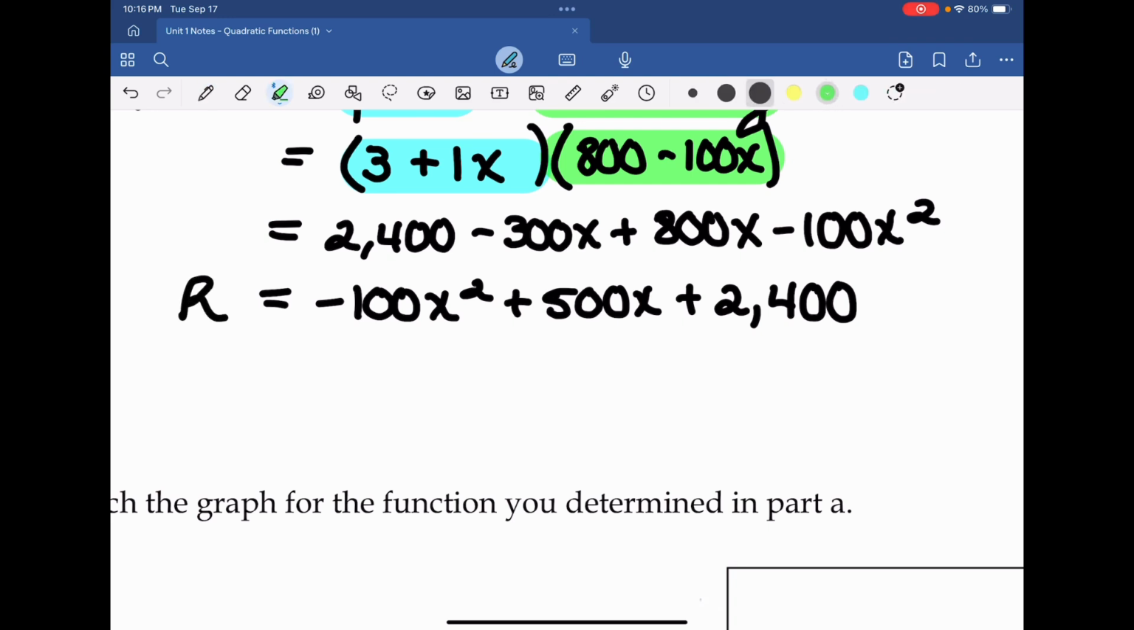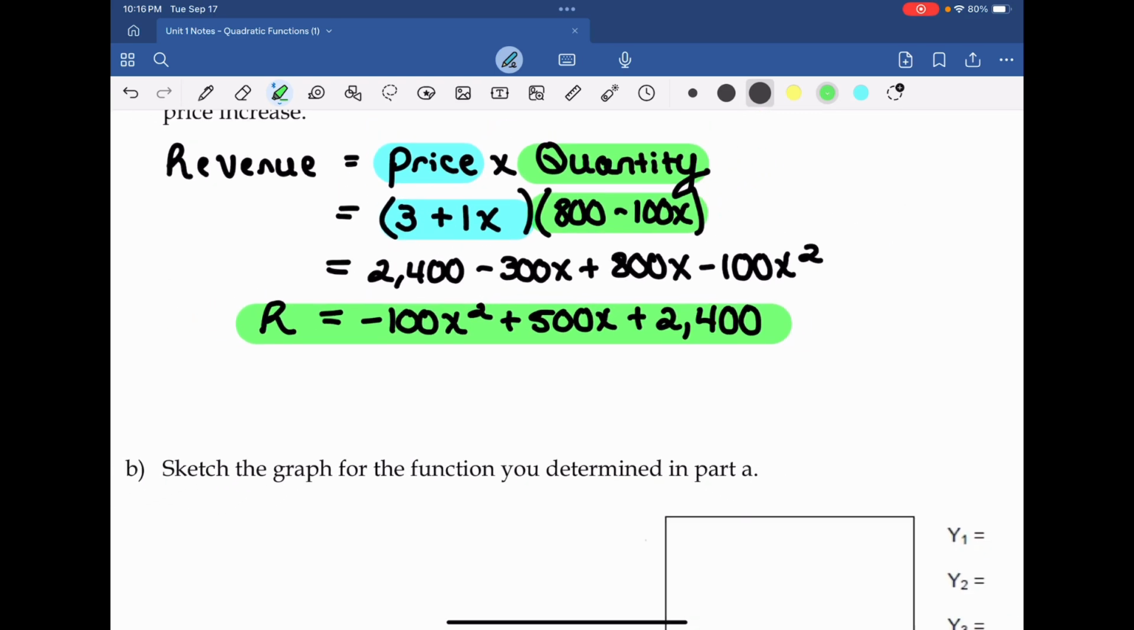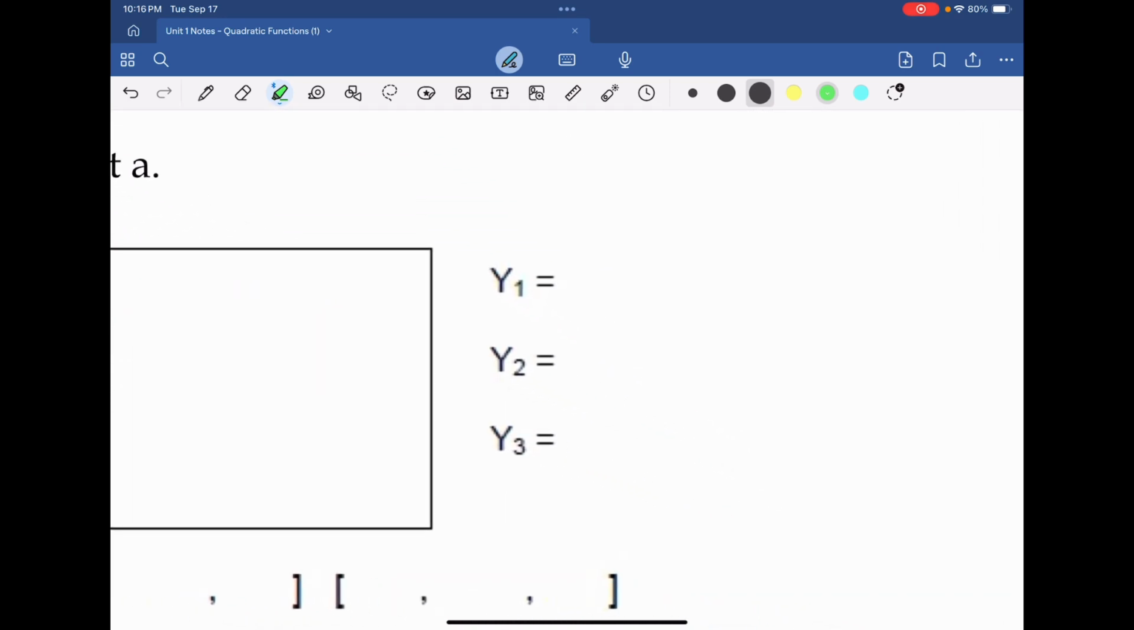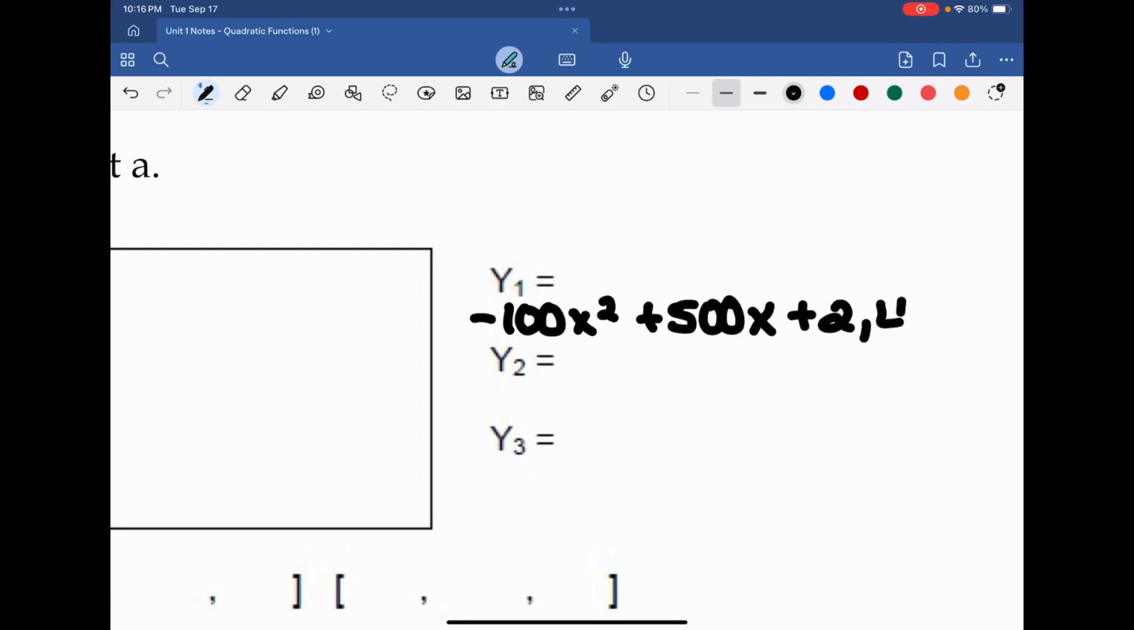Perfect. Okay, so we're going to highlight this, representing that this is the statement we want to type into our calculator. Now, let's actually do that below here. In terms of y1, I'm going to take exactly what we just wrote there and write it here. So we're going to say that revenue is equal to negative 100x squared plus 500x, which is our middle term. And then we're going to write it as plus 2400 on the end.